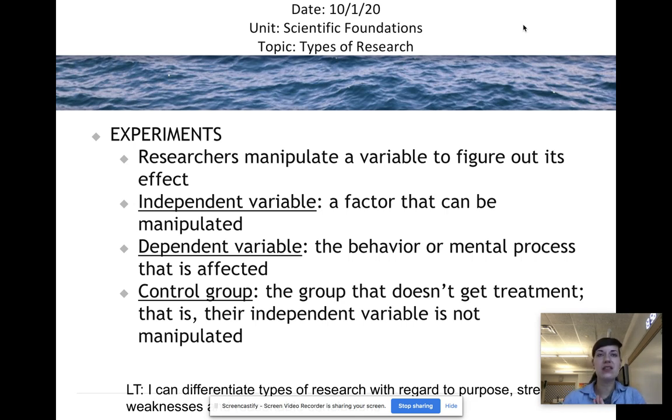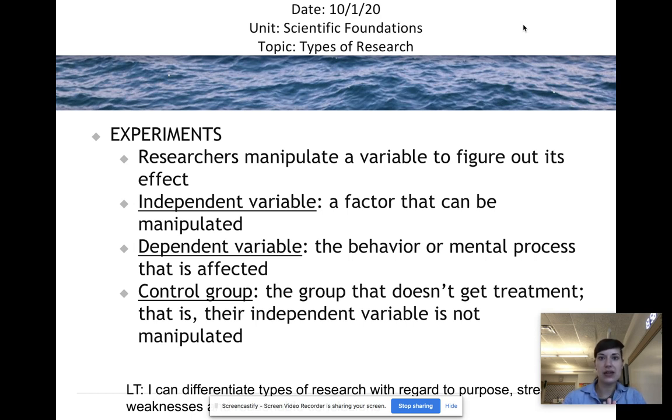An experiment is when we're in a lab. So an experiment can't really happen in the real world. We're in a lab and we're trying to figure out what one thing does, right? So this is where we get our terms independent variable, dependent variable. An independent variable is the one thing that we change that we're trying to figure out.